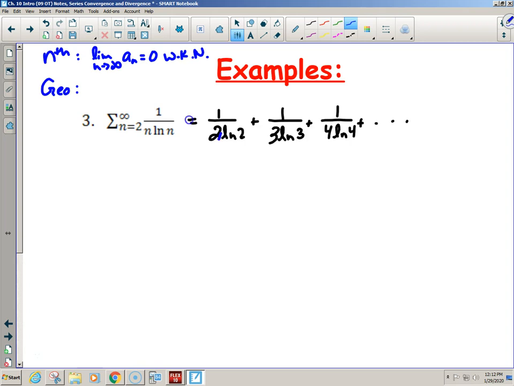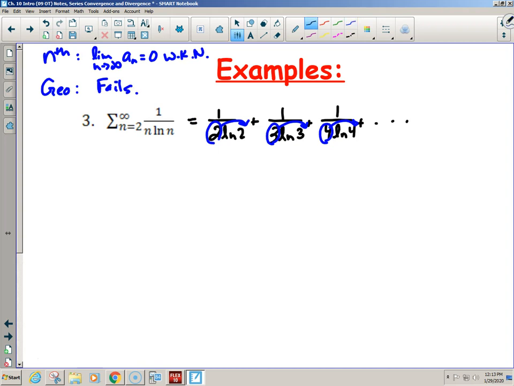Now, could I make this ln of 4 and ln of 27 and ln of 128? Nope, 256. Yes. Could I make them powers? Yeah, I can make them powers, but even then, is it a geoseries? No. So it's not a geoseries. It fails the nth term test, I know nothing. It fails the geoseries test, so what are we hoping we can use?